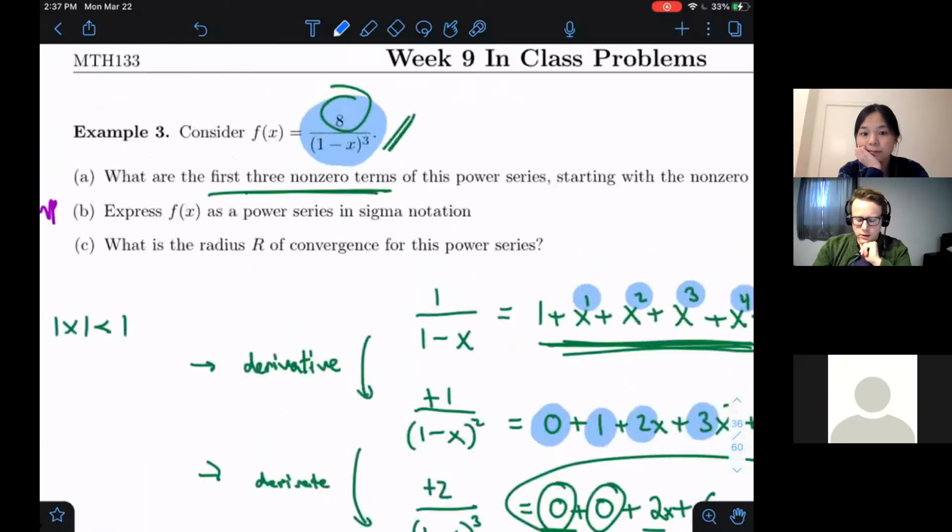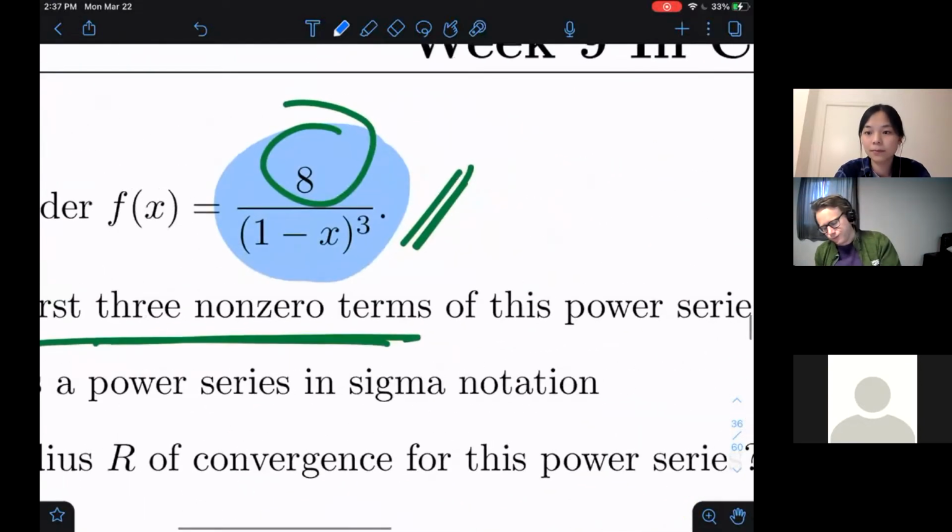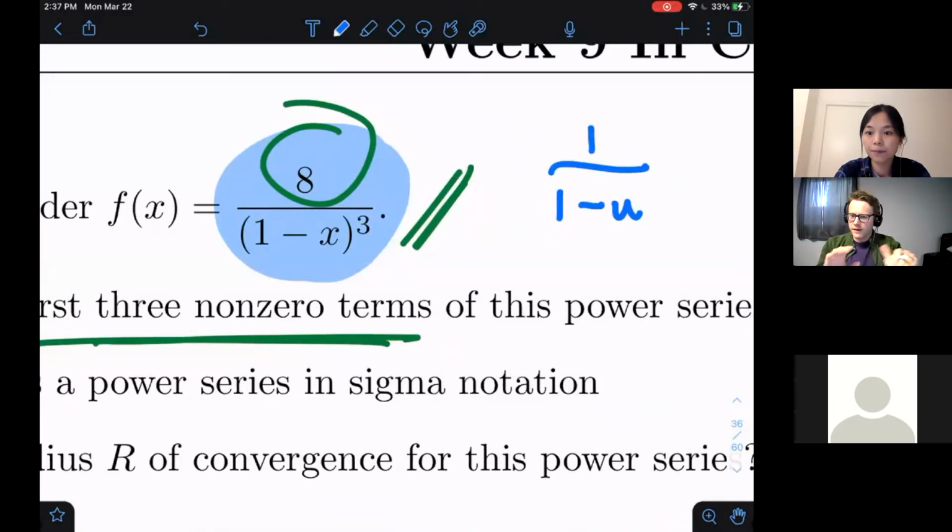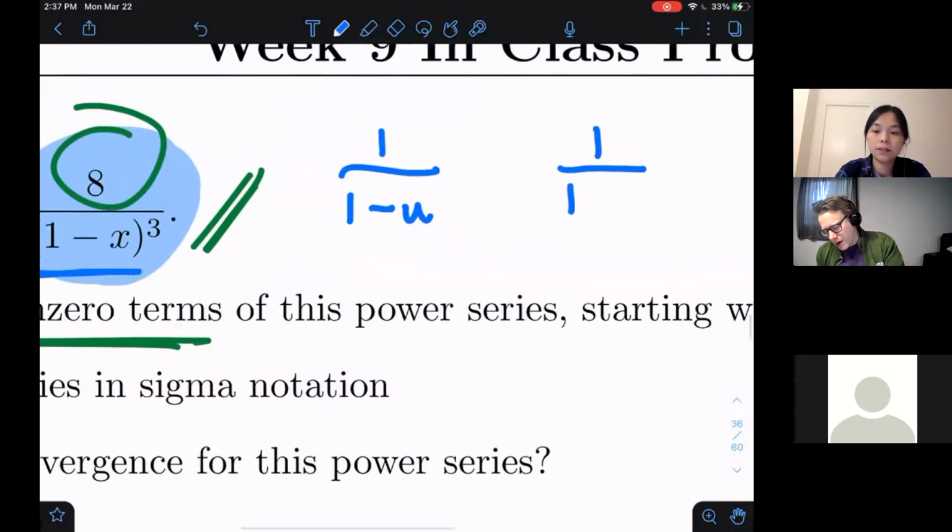Exactly. There's no way using just substitutions with just 1 over 1 minus u. There's no clever substitution that can replicate the fact that you have this entire quantity down here being cubed, right? If this had just been 1 over 1 minus x cubed, well, yeah, we could let u be equal to x cubed and go along our merry way.